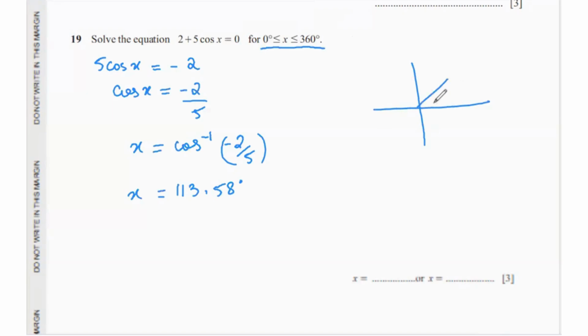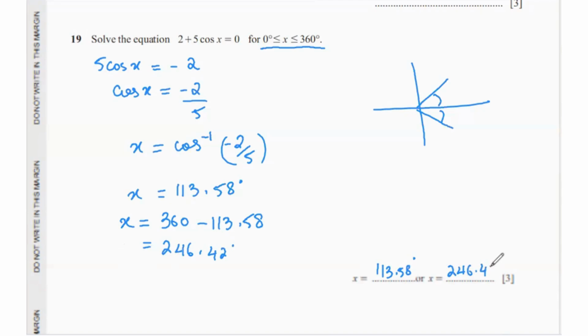Now it says that the angle is between 0 and 360. So cos is positive in the first quadrant and in the last one, which means for the other angle, we'll do 360 minus 113.58, which is going to give us 246.42. So one angle for cos is 113.58 and the other is 246.42 degrees.